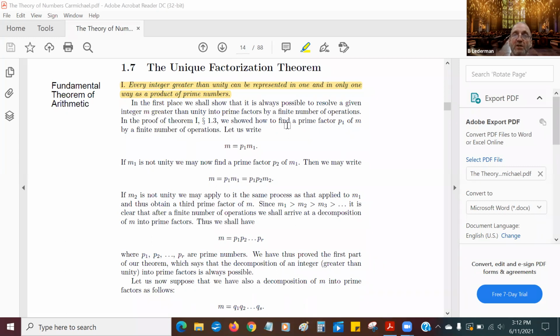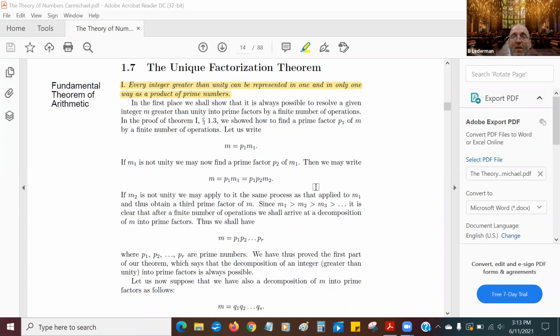We already established how to find a prime factor. So if we have a number m, we could say m is equal to some prime number times some other number m1. Now m1 might just equal 1, and then we're done. But if it doesn't equal 1, then I could take m1 and factor that, so to speak, and bring out a prime factor for m1. So m is equal to p1 times m1, but m1 is p2 times m2. And I can just keep on doing this. I can get an m2 and an m3 and m4, and these m's are going to get smaller and smaller.